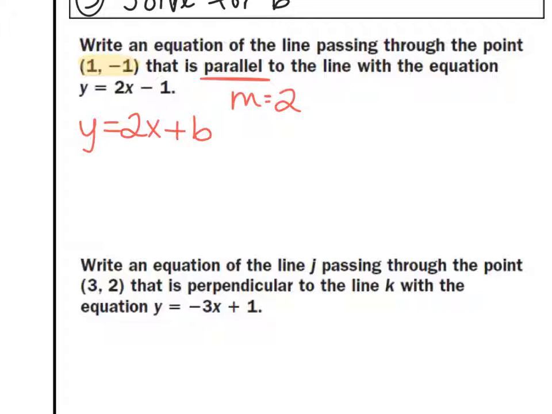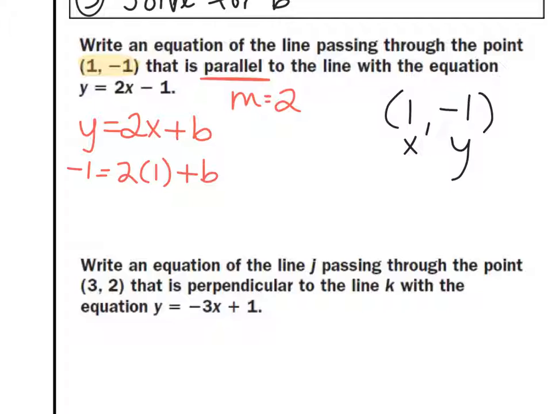So I'm going to write it down. (1, -1). The first number is x, the second number is y. So put -1 where y is, and put 1 where x is. So -1 equals 2 times 1 plus b. So I'm just replacing x and y. That way the only letter I have left is b to solve for. 2 times 1 gives me 2. So 2 plus b. And now to get rid of that 2, what do I need to do?